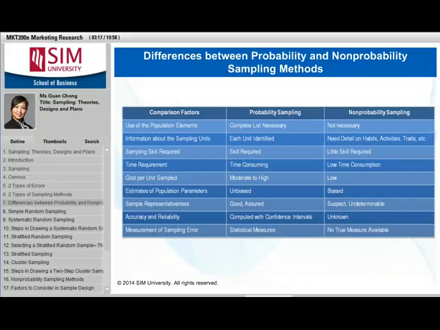For estimates of population parameters, probability sampling method is unbiased, while non-probability sampling method is biased. For measurement of sampling error, there are statistical measures for probability sampling methods to estimate the sampling error, while for non-probability sampling, no true measure actually available for measuring the sampling error.